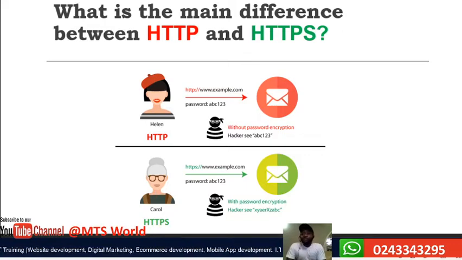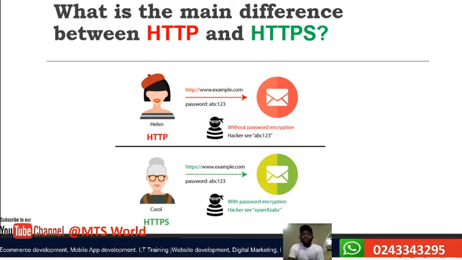This is a pictorial example. Let's look at this diagram to see the main difference. On this diagram, HTTP is represented with the color red and HTTPS with green. Green means secured, red is a warning sign that this is not secured. The top diagram is HTTP, so the URL here is http://www.example.com. This is an HTTP URL. It means this type of website is not secured.